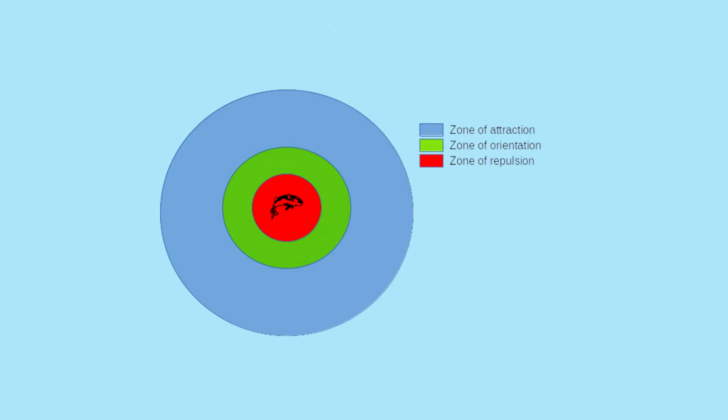If fish are within the radius of repulsion, they will try to move away from each other. In the radius of orientation, the fish try to move in the same direction, while fish within the radius of attraction are attracted towards each other.